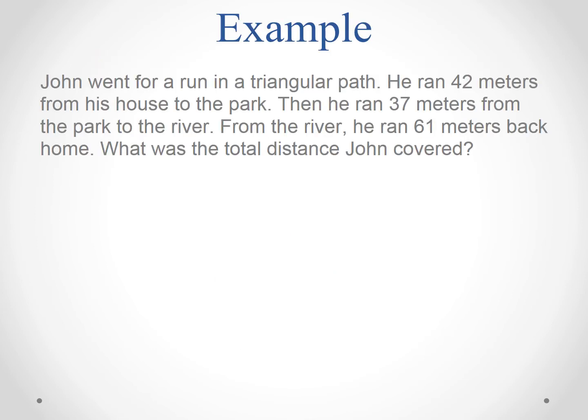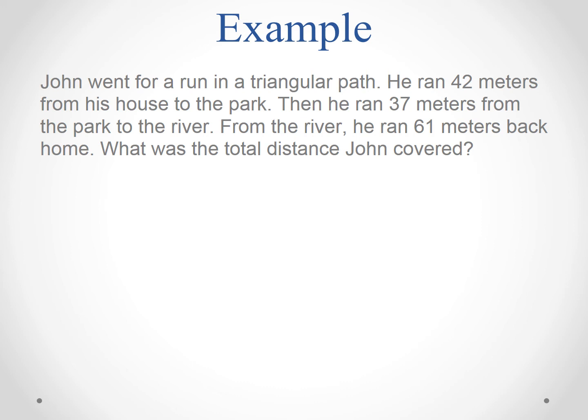In this example, John went for a run in a triangular path. He ran 42 meters from his house to the park, then he ran 37 meters from the park to the river. From the river, he ran 61 meters back home. What was the total distance John covered?